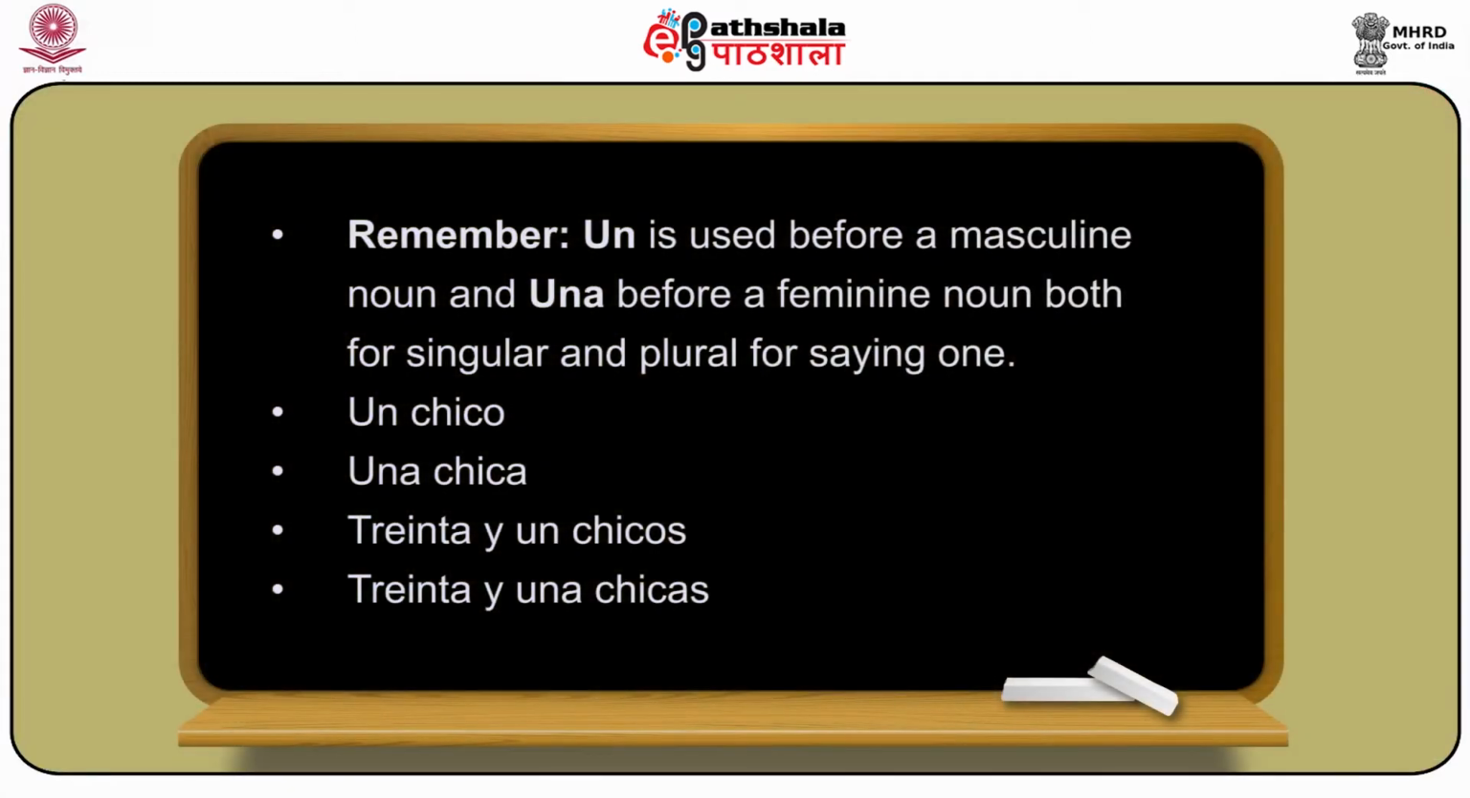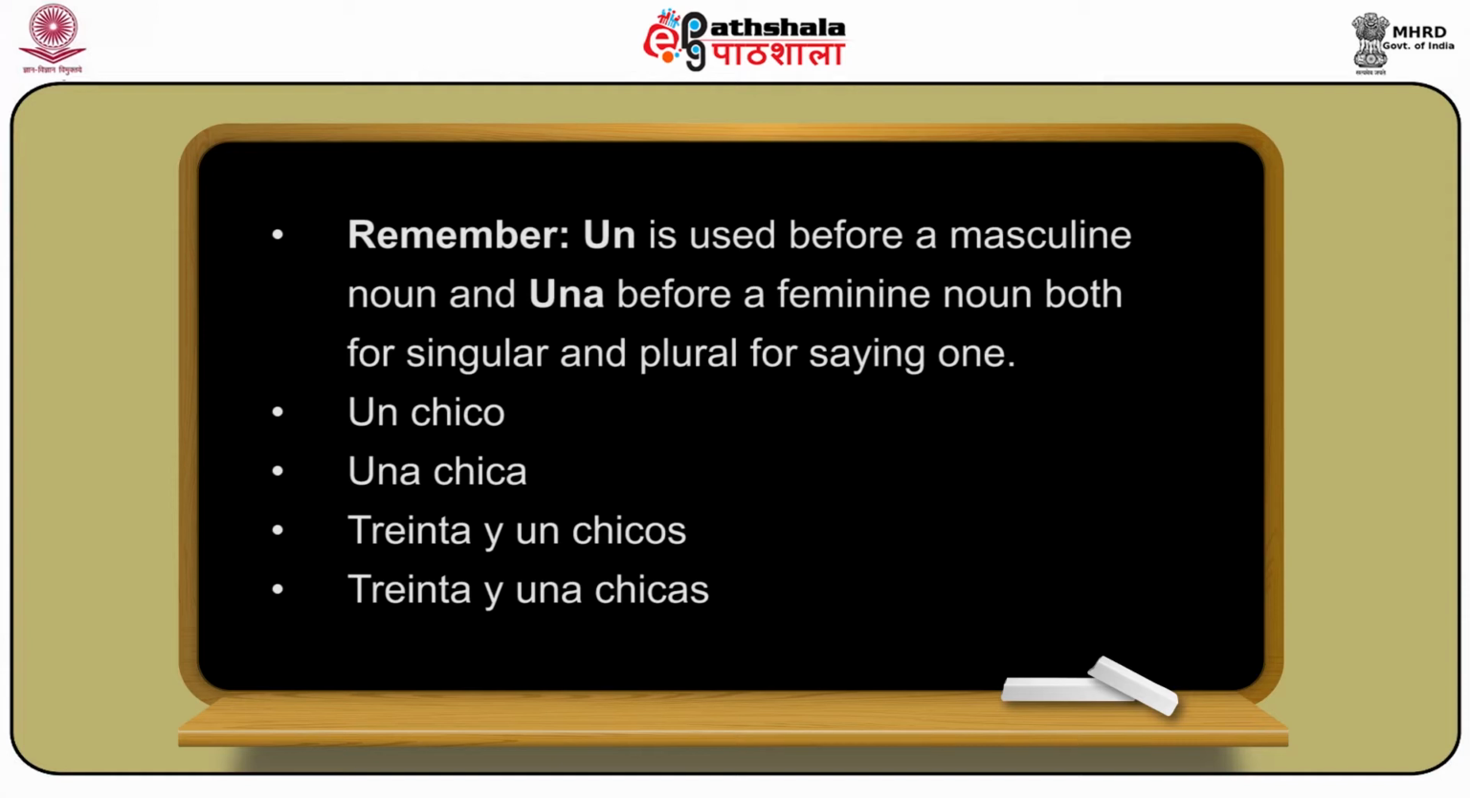Remember, un is used before a masculine noun and una before a feminine noun, both for singular and plural, for saying one. So you have learned one is uno, but if there is a noun and before that you want to say one, then you will use un if the noun is masculine, and you will use una if the noun is feminine.